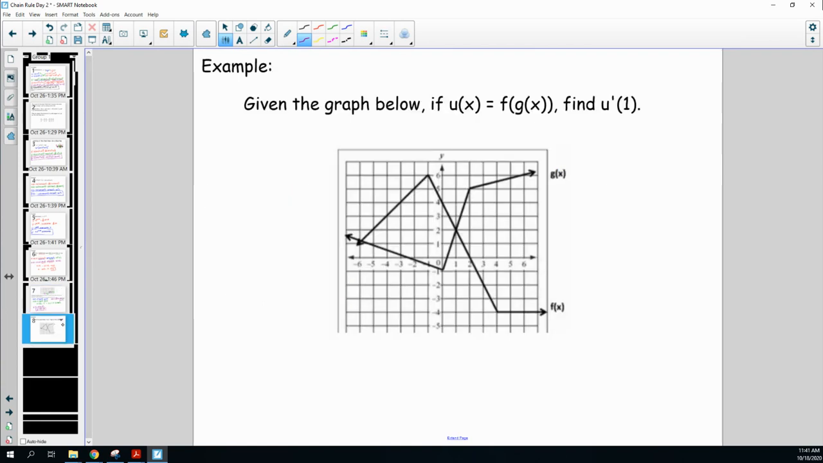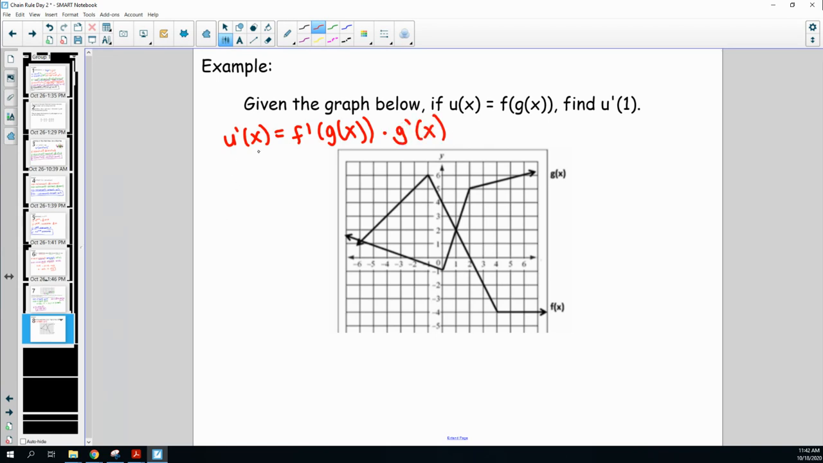Okay, and then the last one we're going to look at is when we have a graph. So here we have a graph of g of x and a graph of f of x. Given the graph below, if u of x is equal to f of g of x, find u prime of 1. So again, we need to use the chain rule. So I'm going to find the derivative of u. So u prime of x is going to be f prime of g of x times g prime of x.